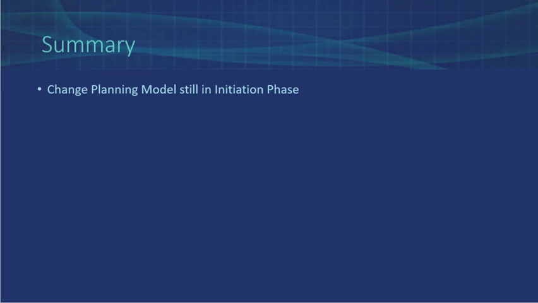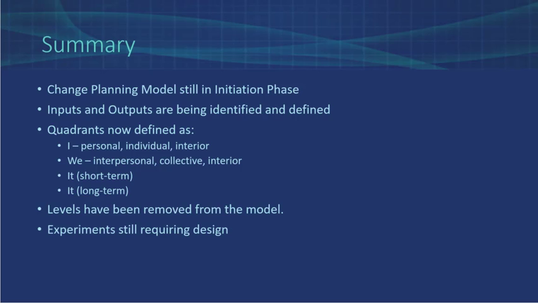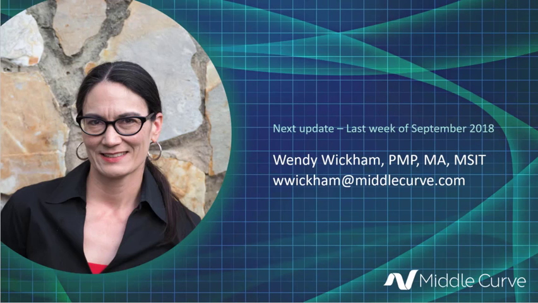So in summary, the execution of the change planning model will still occur in the initiation phase of the project. Inputs and outputs are in the process of being identified and defined. Quadrants have been redefined as I, we, it short-term, and it long-term. Levels have been removed from the model, and experiments are still in design. The next update to the model will occur during the monthly update at the end of September.